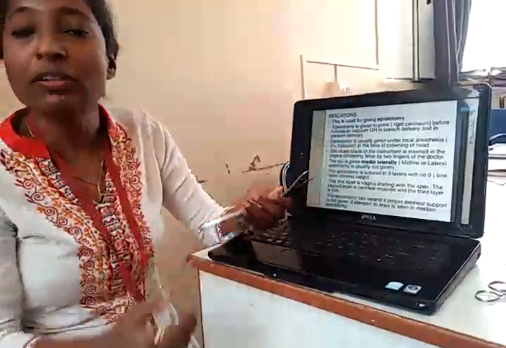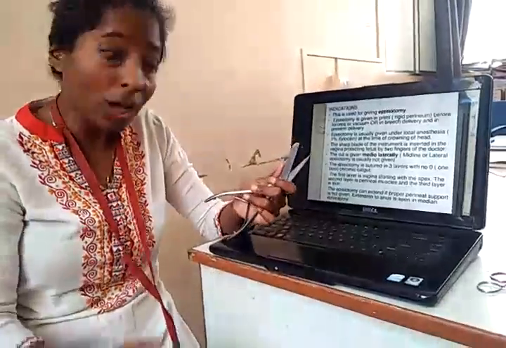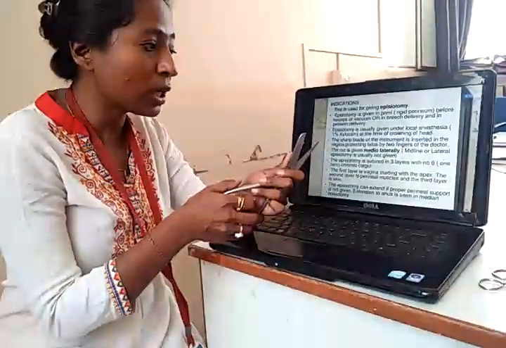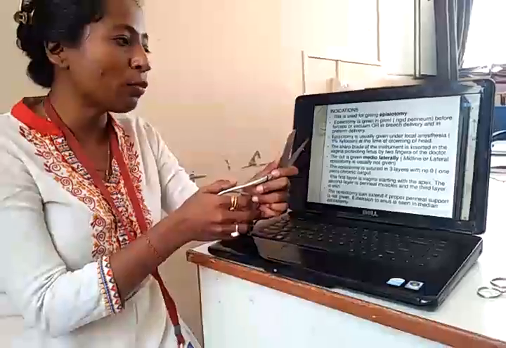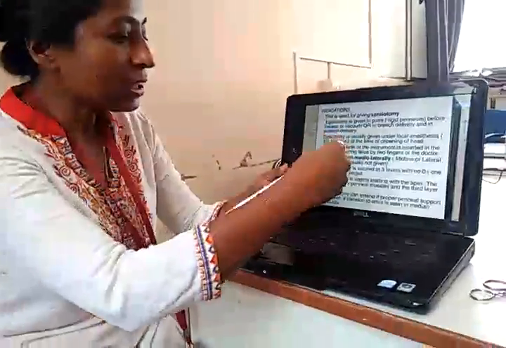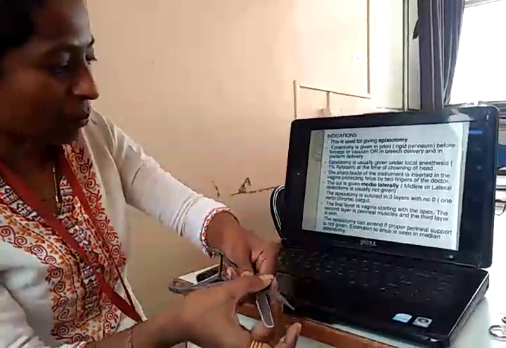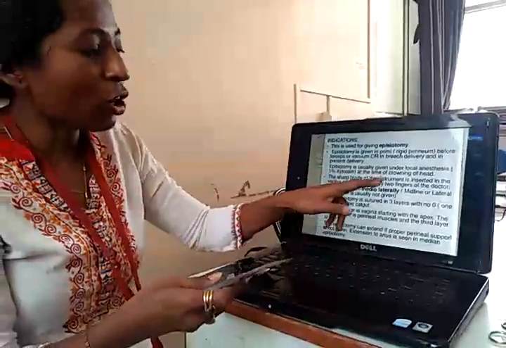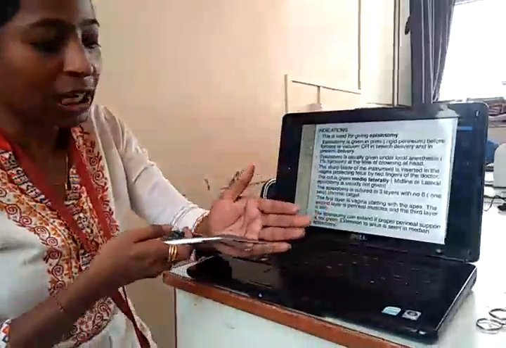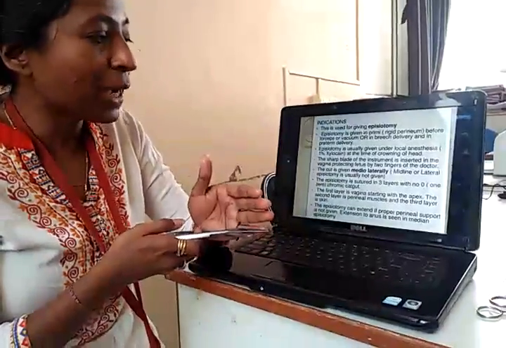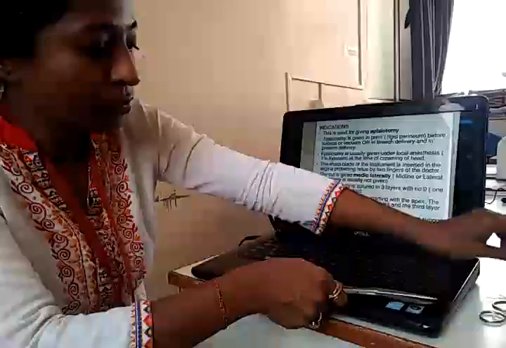Episiotomy is usually given under local anesthesia. Which one? That is 1% xylocaine at the time of crowning of the head. What does it consist of? It consists of two blades, one is the sharp blade and the other is the blunt blade. The sharp blade of the instrument is inserted in the vagina, protecting the fetus by two fingers of the doctor.